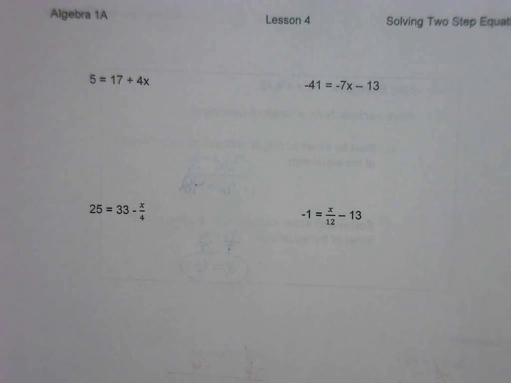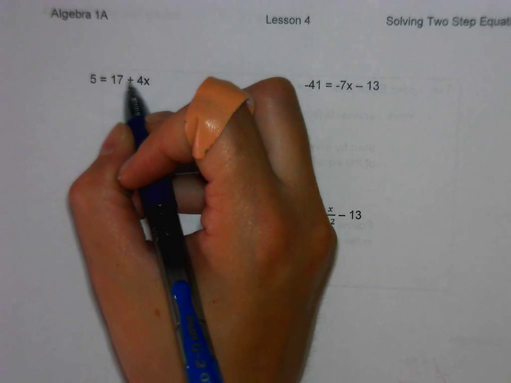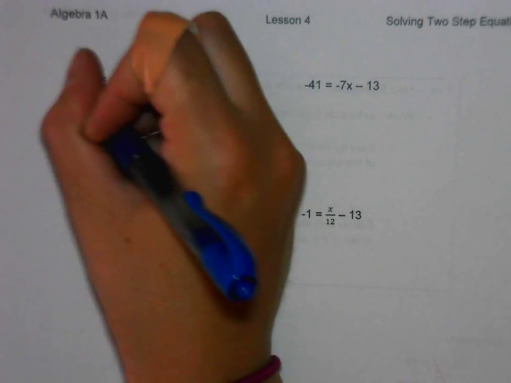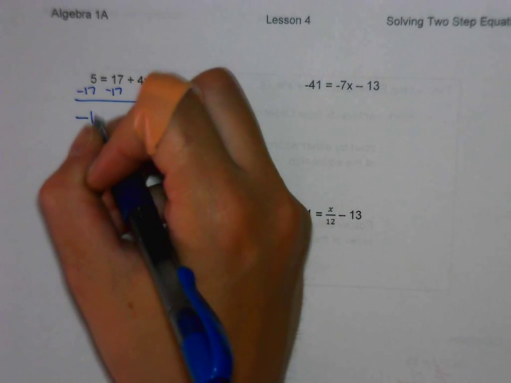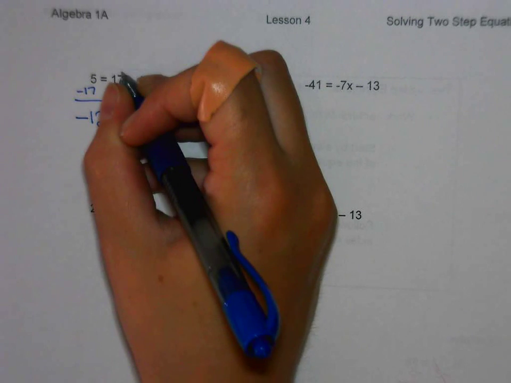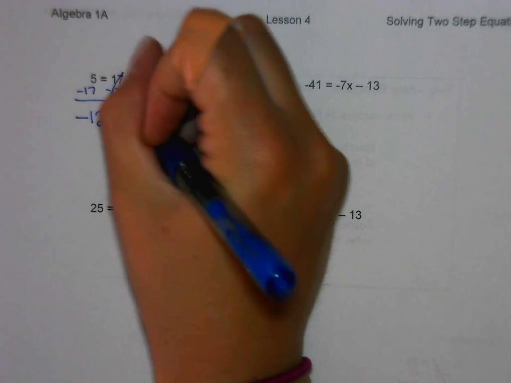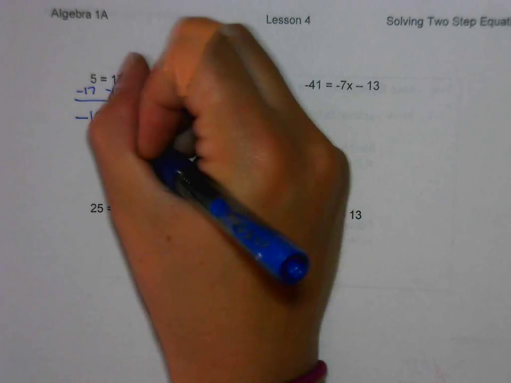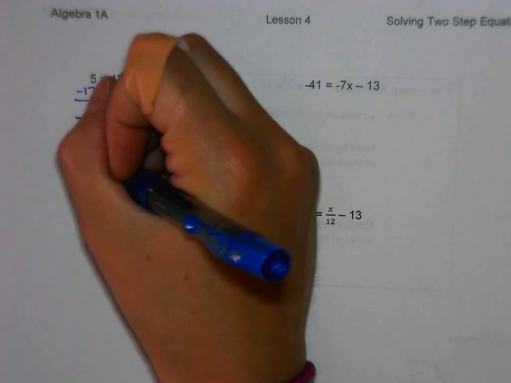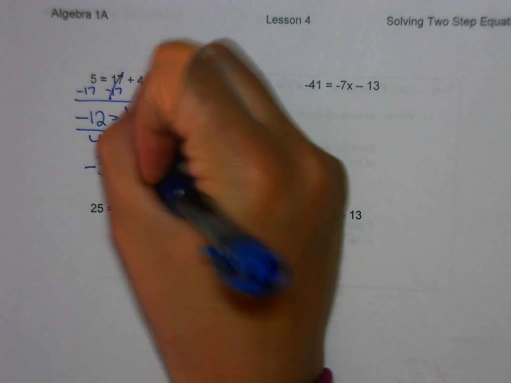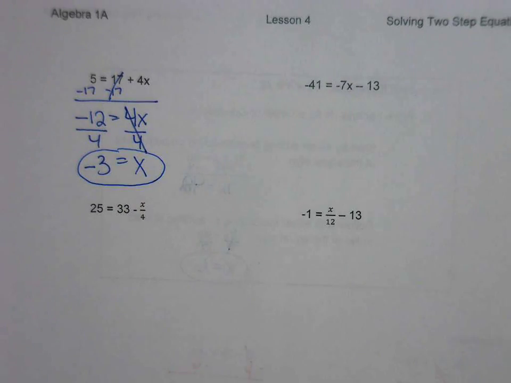We have 5 equals 17 plus 4x. So here we are adding 17, so we want to subtract 17. 5 minus 17 is a negative 12. 17 minus 17 is 0, they cancel out, equals 4x. So our last step, we divide both sides by 4. Negative 12 divided by 4 is a negative 3. 4 divided by 4 is 1, so x equals negative 3.